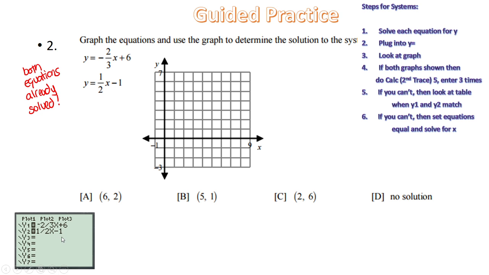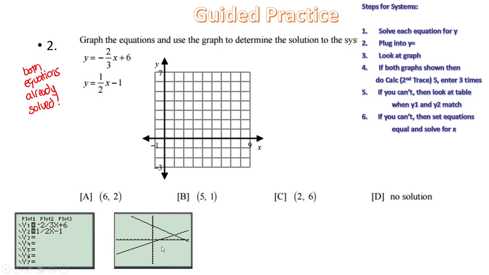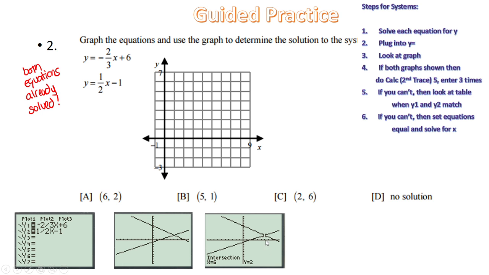that 1. Now next, after you finish putting in your y equals key, you're going to look at the graph. Since we have both graphs on this picture, we can do second trace, 5, enter 3 times. And then we see our intersection. We just take this as a coordinate. The first numbers are x, second numbers are y, and that matches up with answer choice A. Very easy question.